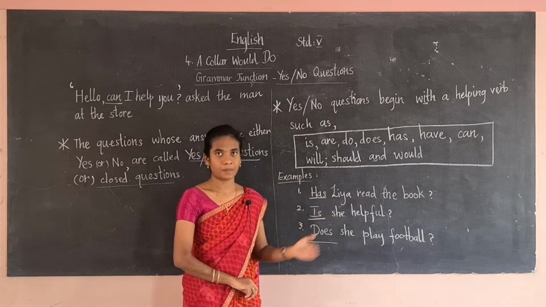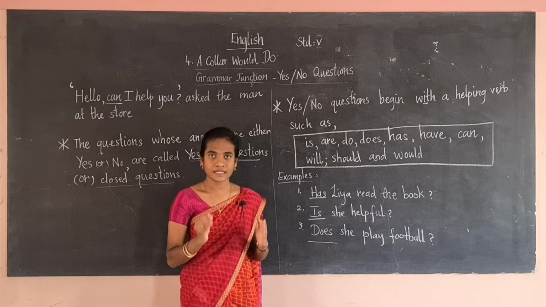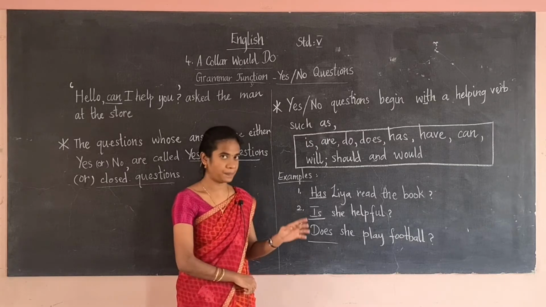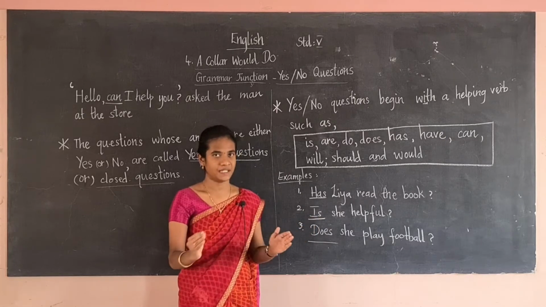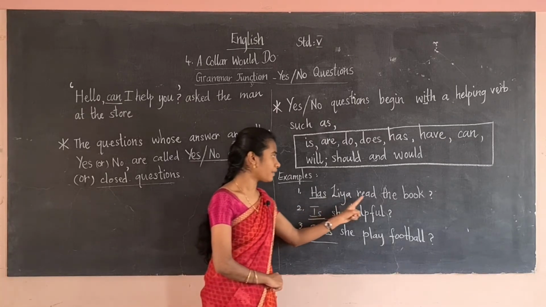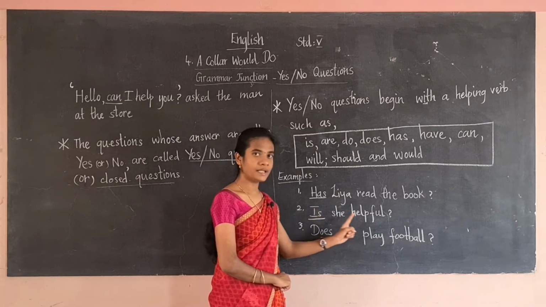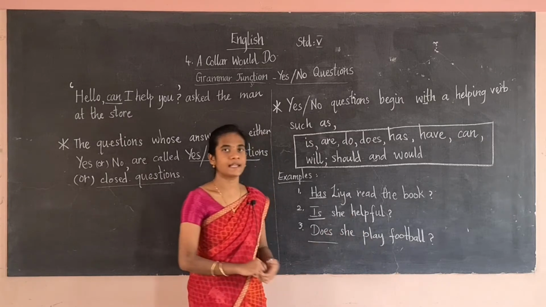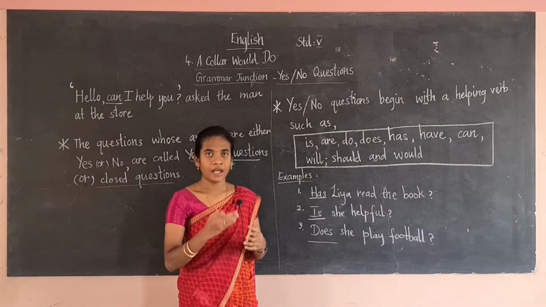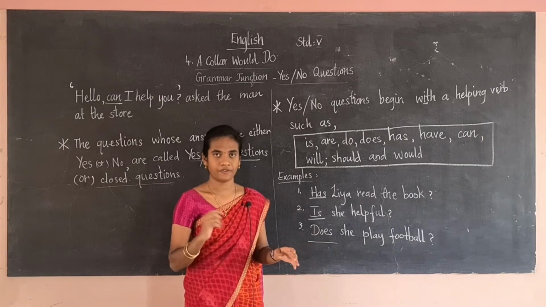These are the three examples of yes or no questions. For yes or no questions, the question always begins with a helping verb. Like, "Has Leah read the book?" Here, has is the helping verb. "Is she helpful?" Here, is is the helping verb. "Does she play football?" Here, does is the helping verb. So only with the help of the helping verbs, yes or no questions are framed.